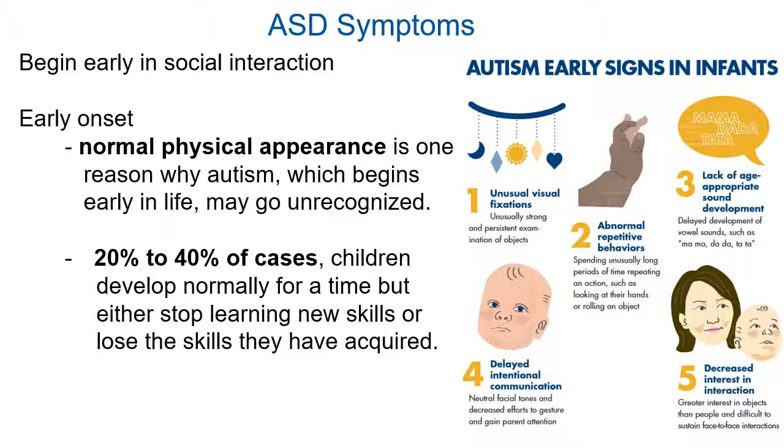Other common symptoms include a delay in communication. Typically, they won't speak until much later in their age than they are supposed to. And they're also not going to maintain good eye contact with you. You will almost look like they're ignoring you.